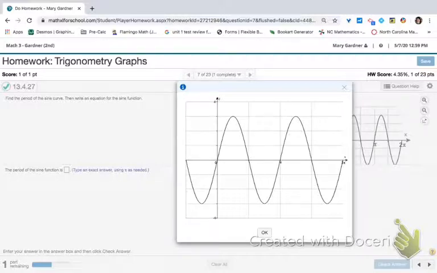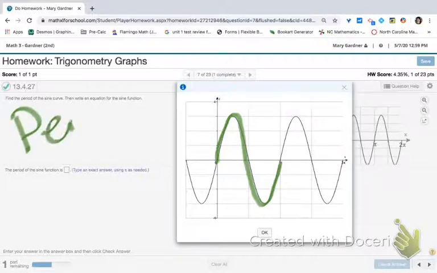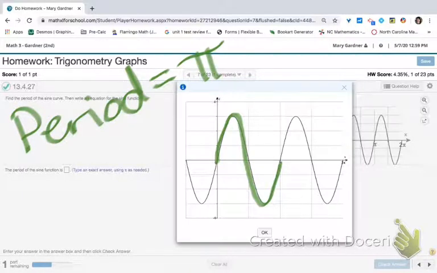So for number 7, it says to find the period of the sine curve, then write the equation of the sine function. I'd like to remind you that the period is the length it takes to complete one cycle. So for a sine function, it would be a hill and a valley. So starting at the origin, we go up and then back down, one complete hill and valley. That length is pi. So the period of this function is pi. That is very different from the b value. Okay, so let's answer this question and then we'll talk about the b value.